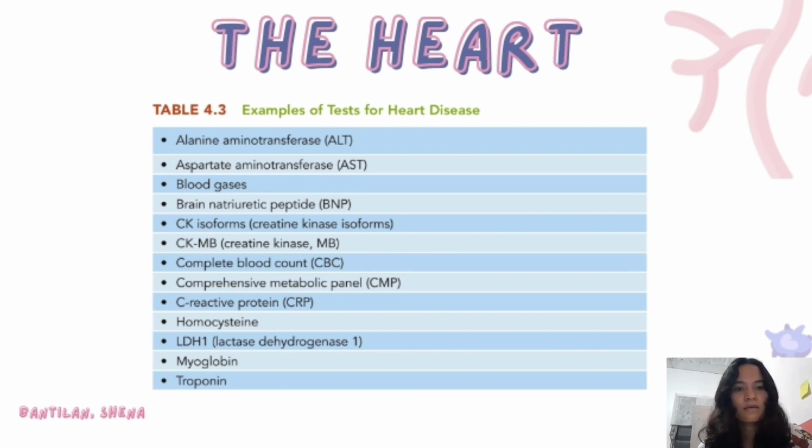We have ALT, or the alanine aminotransferase, the blood gases. We also have CK isoforms, or creatine kinase isoforms. We have C-reactive protein, or CRP. We have homocysteine, and a lot more. So please refer to the table that is showing.